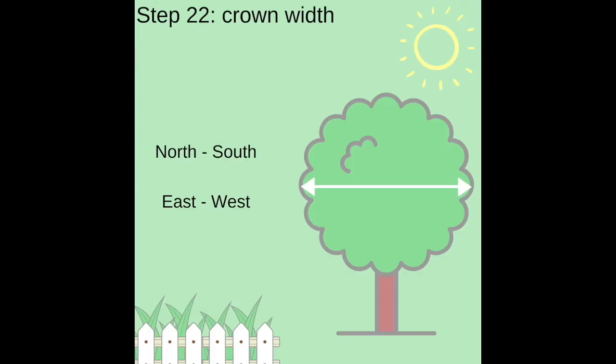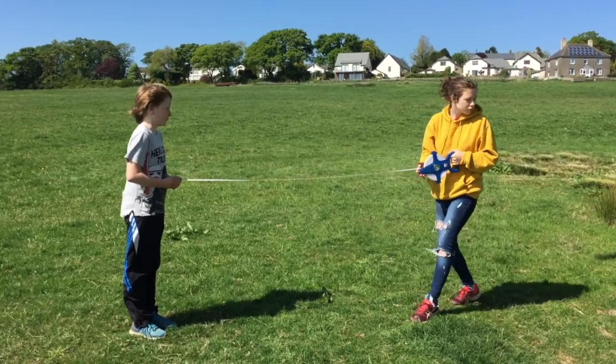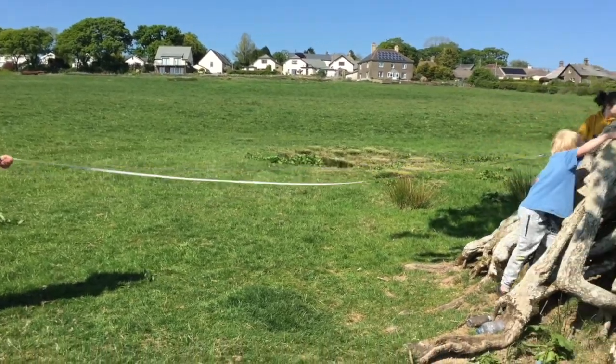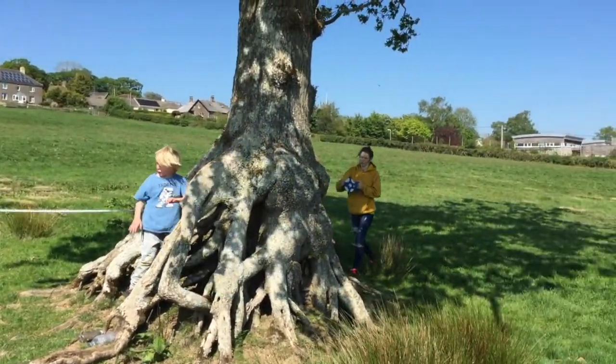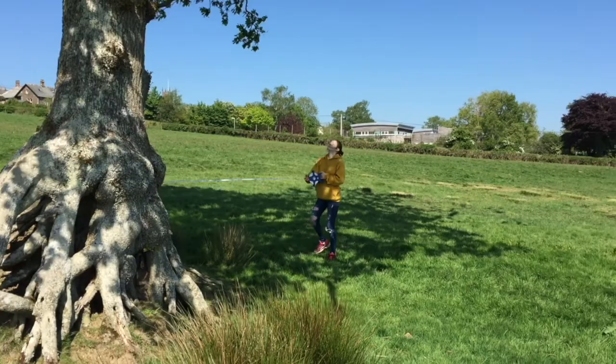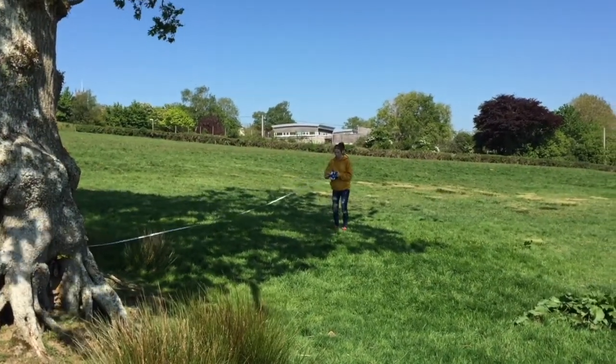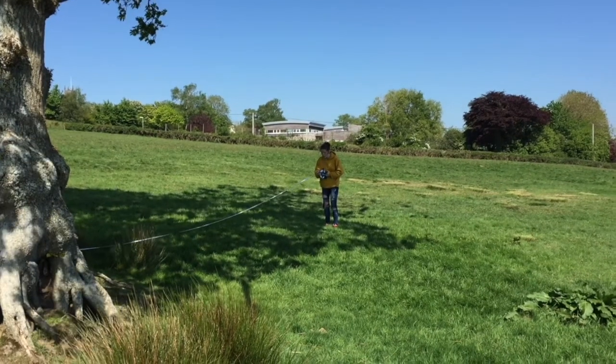Step 22, the width of the crown. Stand beneath the tree using the north arrow on your field map or a compass to locate yourself at the most northern extent of the tree's crown. Sometimes it helps if you stand in line with the trunk and look directly up. Then, heading in a straight line to the south, use a measuring tape or pace out the width of the crown to the most southern edge. One big step is roughly equal to 1 metre. Record in metres. Repeat the same, but for the east to west direction.